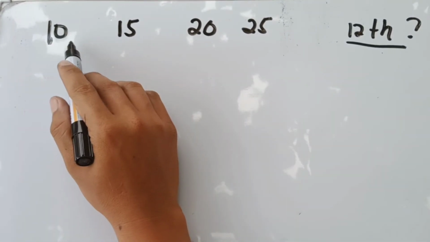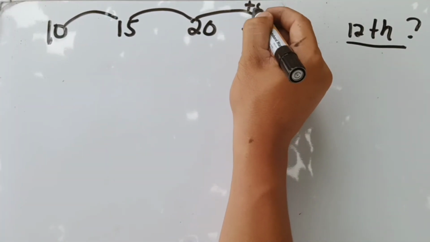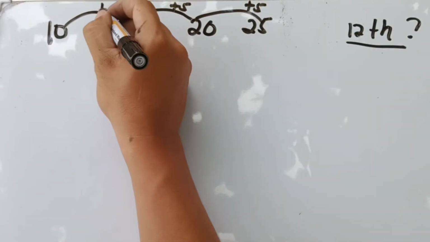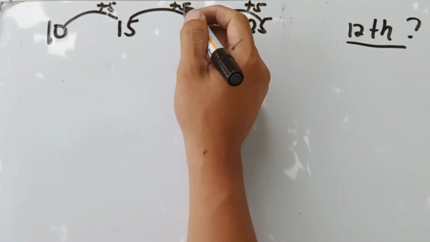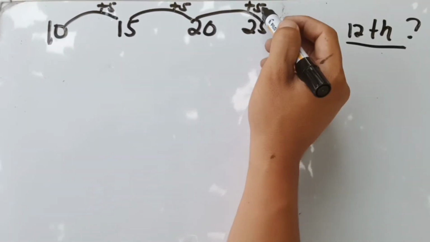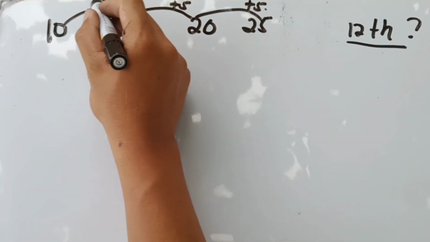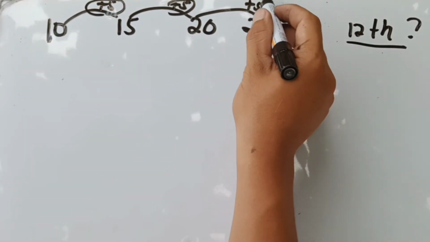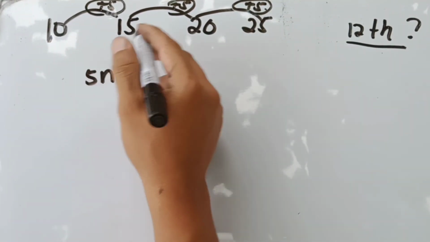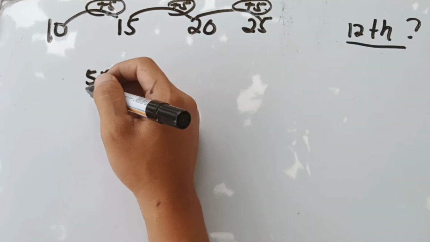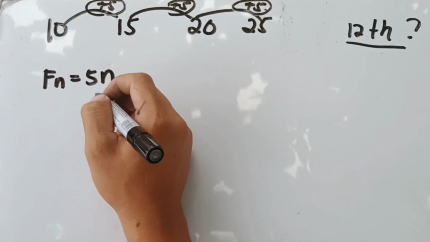As you can see, the pattern in this sequence is increasing by 5. So we have 10 plus 5 equals 15. 15 plus 5 equals 20. 20 plus 5 equals 25. Since our pattern here is increasing by 5, we can use 5n as our temporary formula or rule. So we have f sub n equals 5n.